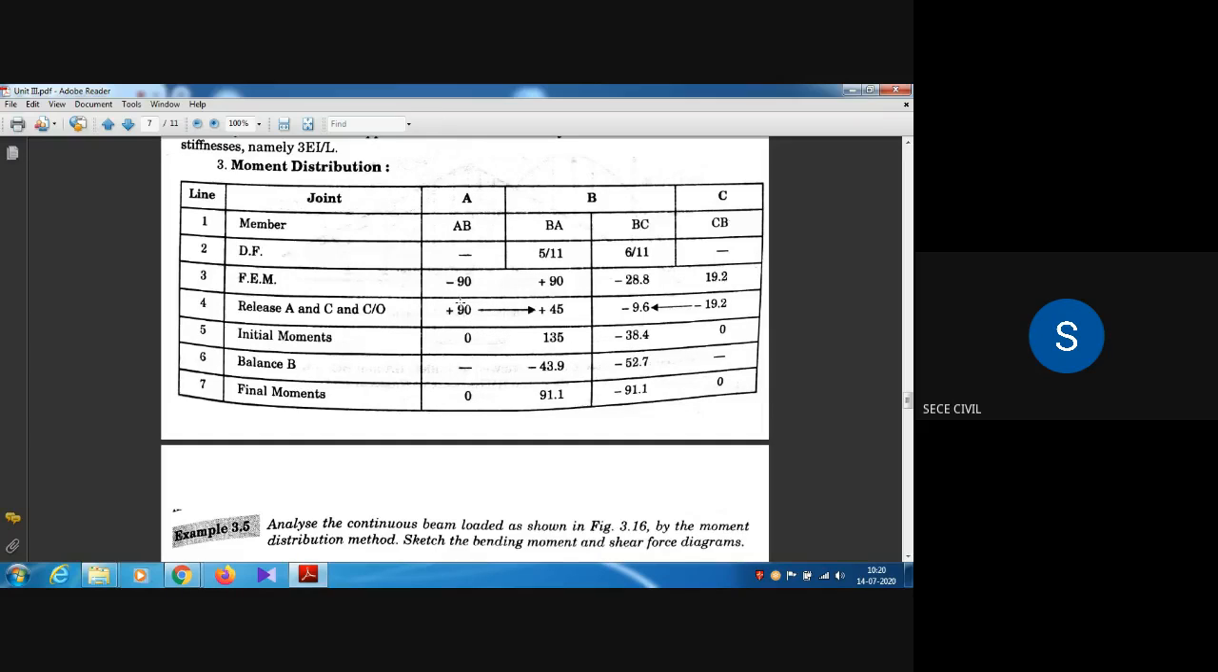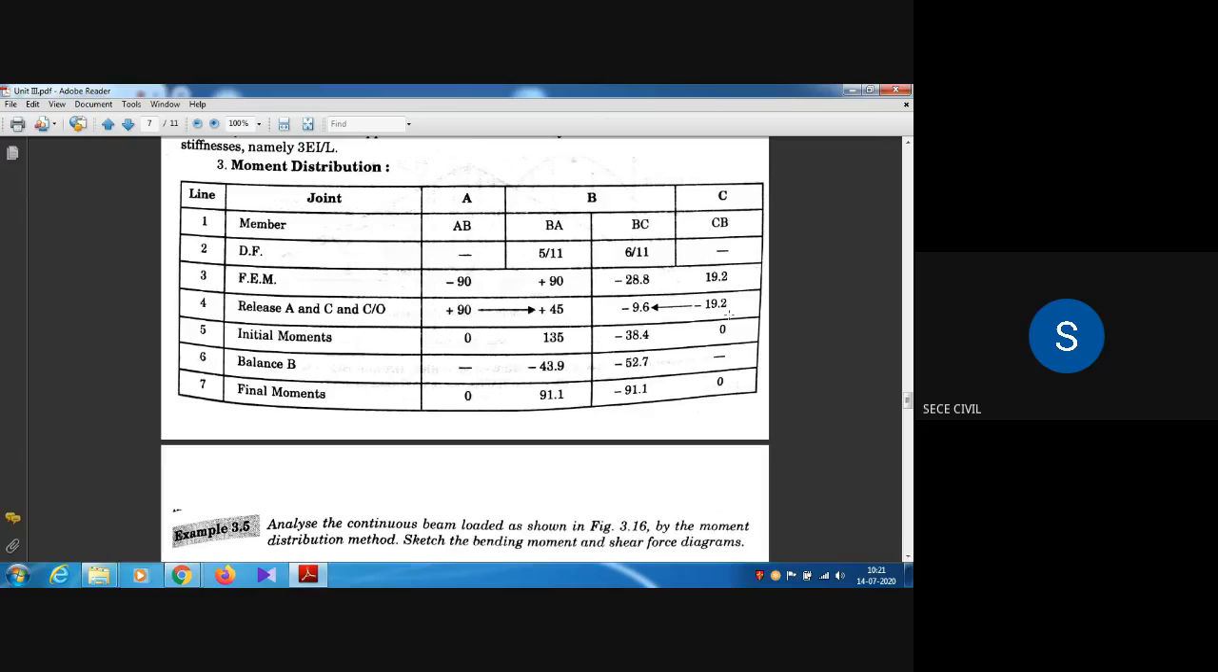Whether you guys are understanding how I'm making that particular joint a zero moment. It is having a minus 90, which means an anti-clockwise moment is there, so I'm applying a clockwise moment of 90 kilonewton meter. So the moment at joint A will become nullified. Manisha, whether you're understanding or not. Yes, sir. So similarly, at joint C also, we are having a clockwise moment of 19.2 kilonewton meter.